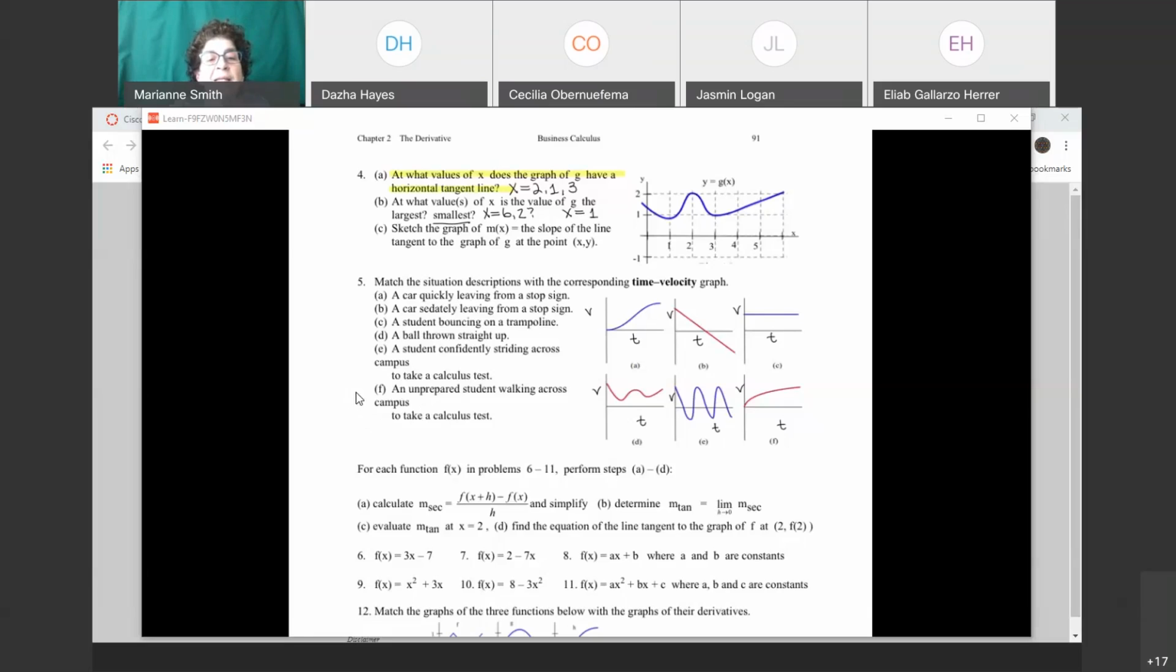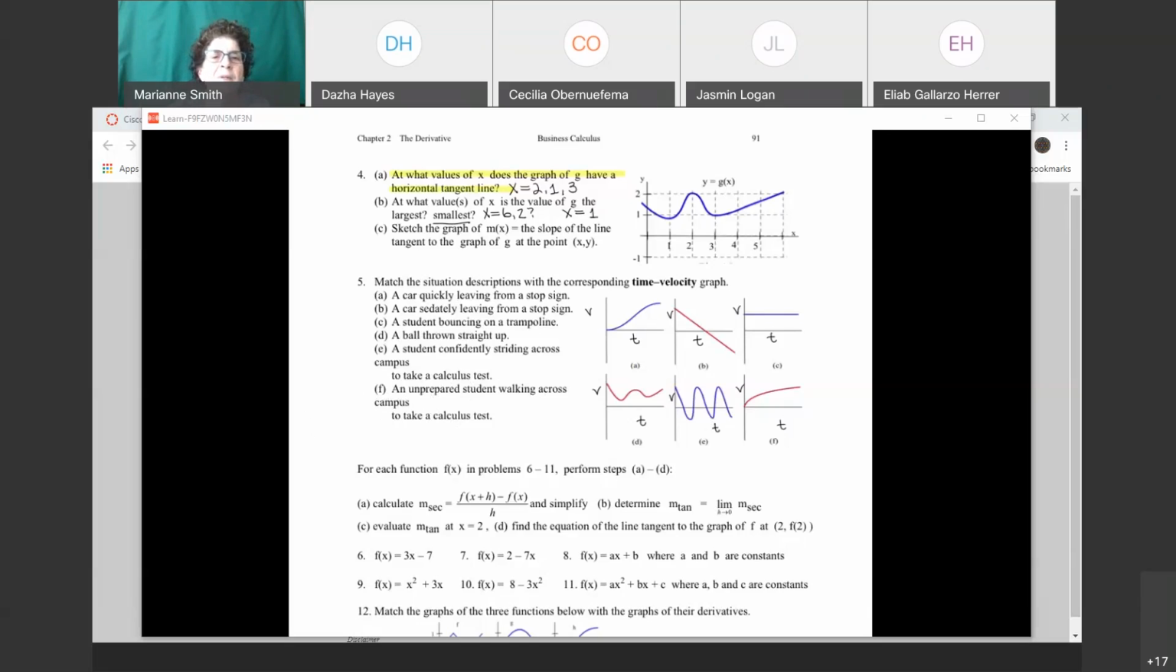Who's most likely to be walking or moving at a constant speed? An unprepared student walking across campus to take a calculus test? Well, you know what? If that were me and I were unprepared, I would probably stop. I might even turn around and walk back to my dorm a little. Then I might turn around and say, oh, I might as well get it over with. I don't think I'd be moving at a constant speed.